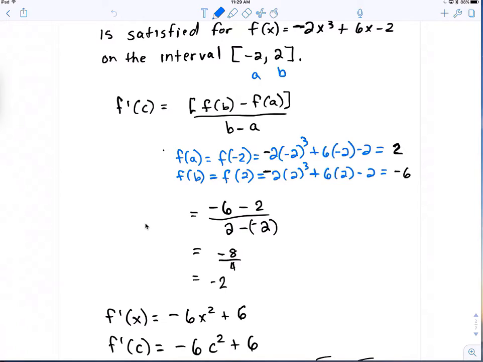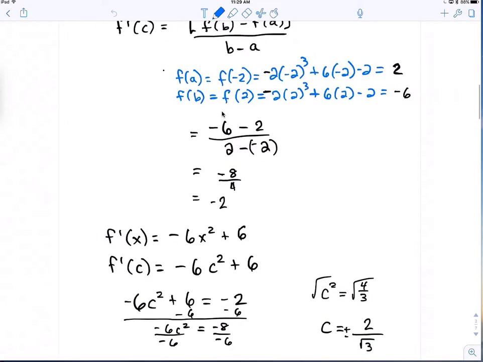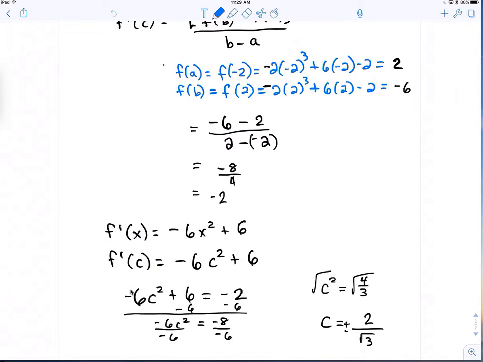Okay. Then we're going to take our expression for f prime of c, set it equal to -2, and solve. So let's just look at the algebra. This right here is our f prime of c equal to -2. We're solving for c. Remember, we're looking for the point c at which the mean value theorem holds true. So algebraically, you solve, take the square root on each side, and we get c equals plus or minus 2 over the square root of 3. This is the value of c that satisfies that relationship.